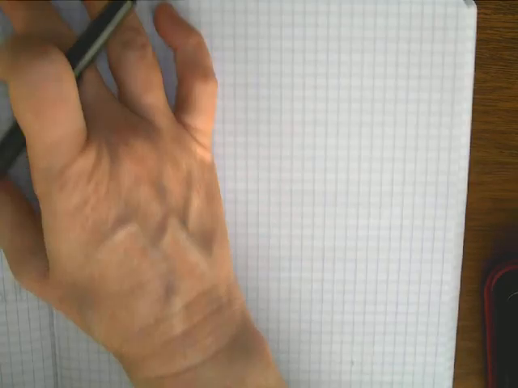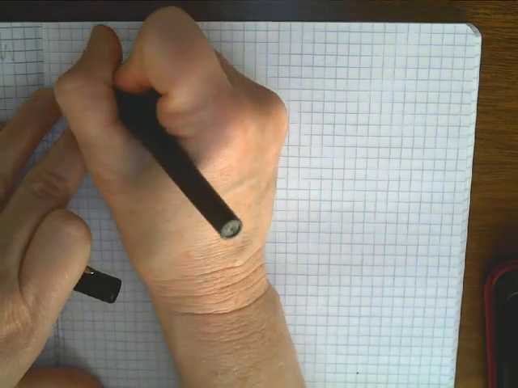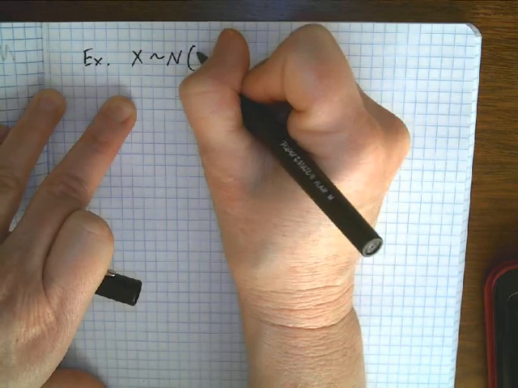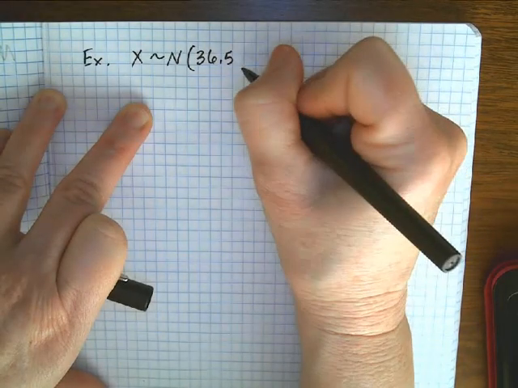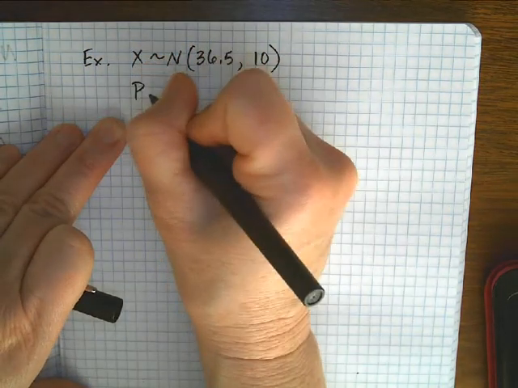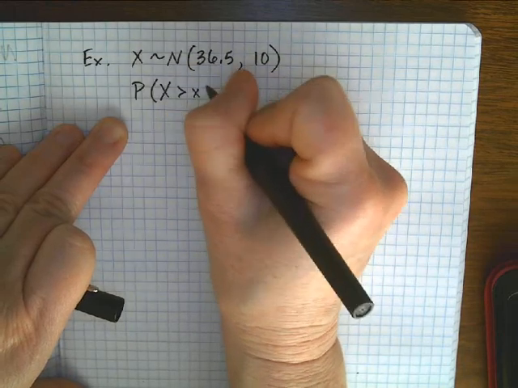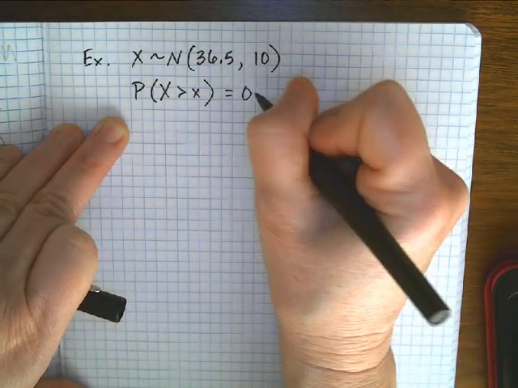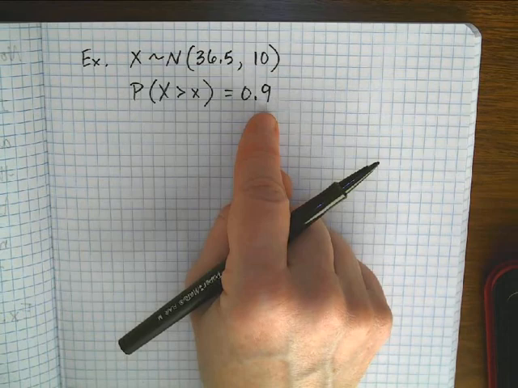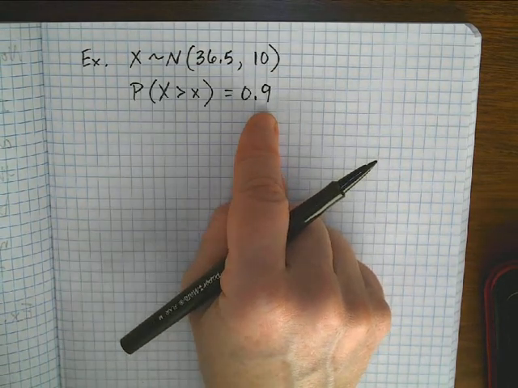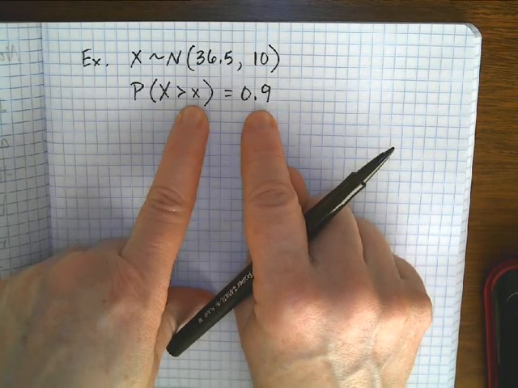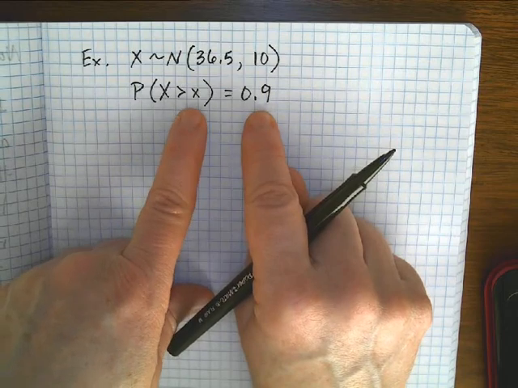So for our next example, we have an event that is normally distributed with a mean of 36.5 and a variance of 10, which means the standard deviation is the square root of 10. And I know the probability of this event is equal to 0.9. Notice the probability of the event being greater than the x value is 90%. So that means that wherever my value is, 90% of the curve is going to be above that value.